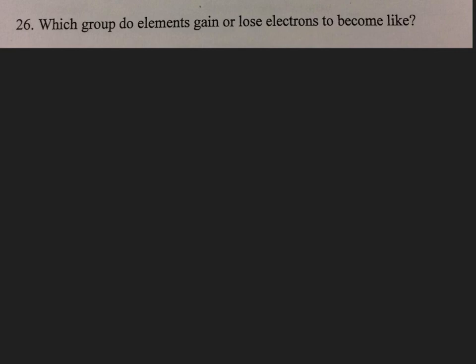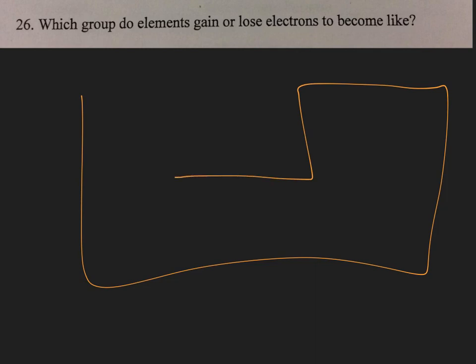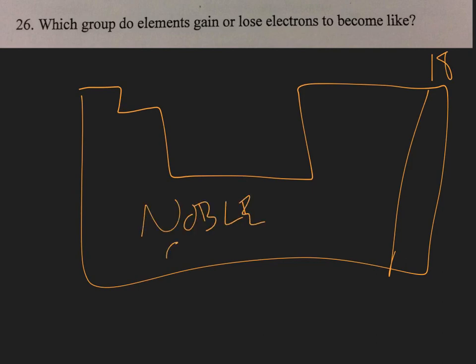Which group do all the elements gain or lose electrons to become like? Well, all of the elements want to look like this group over here, group 18, which are called the noble gases. All of the elements are trying to get an electron configuration that looks just like the noble gases.